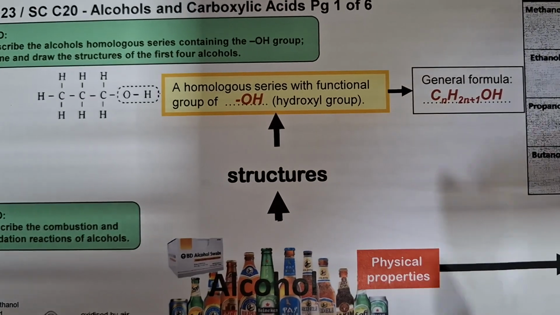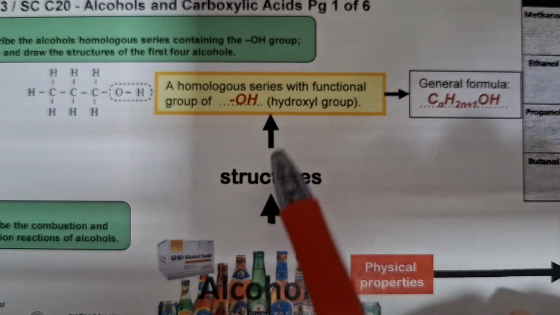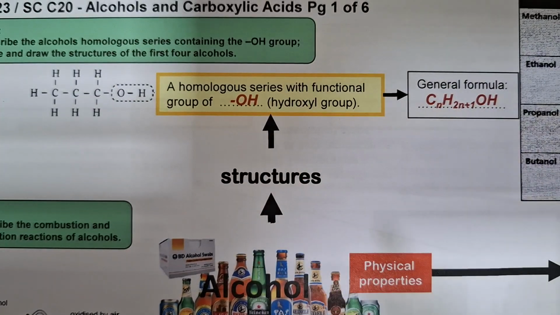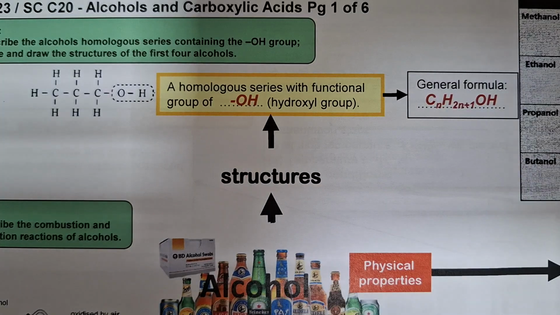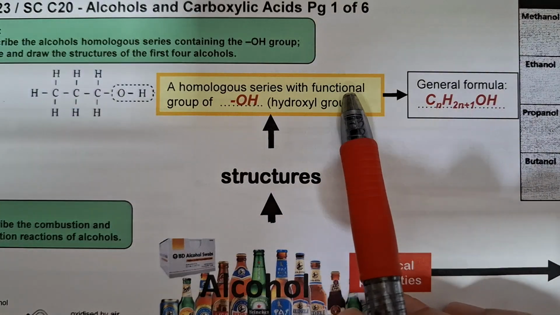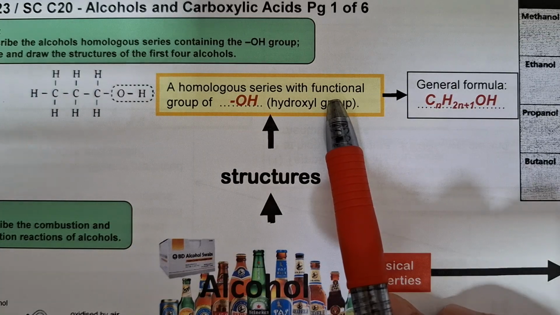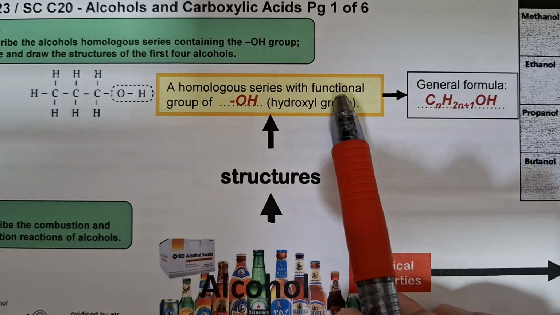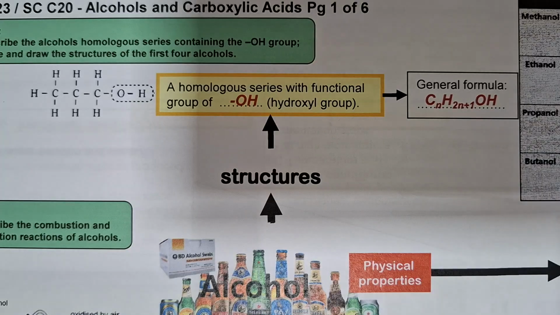So the first thing is the homologous series. Alcohol is a homologous series, a family of organic compounds that share the same chemical properties. That's the definition of a homologous series. Members of the same homologous series contain the same functional group. A functional group is an atom or group of atoms shared by all members in the homologous series, and it gives the chemical properties to the compound. So for alcohol, the functional group is the OH, the hydroxyl group.